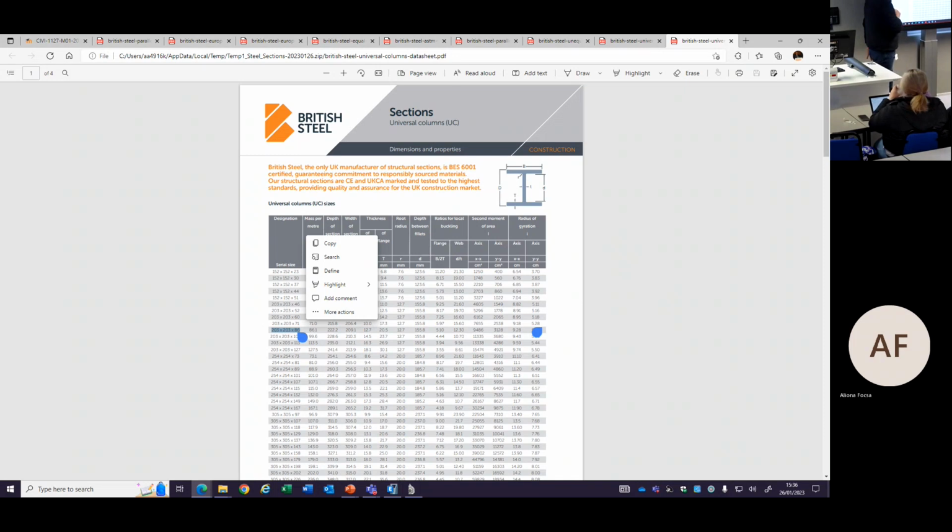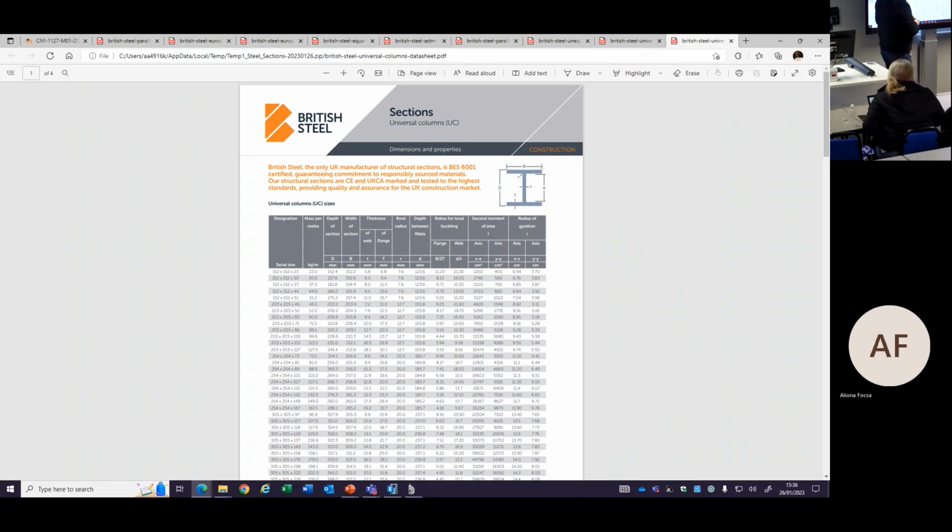This section is good for me. If I go through the procedure and get the necessary second moment of area, 9,600, I go to this line and this is my prepared section for the design. If I check some other criteria, I can go down.